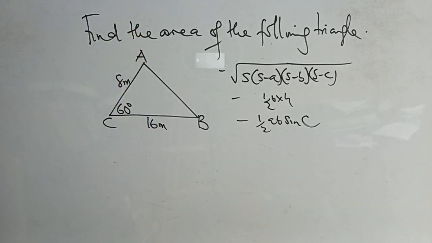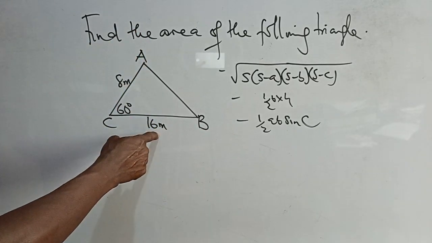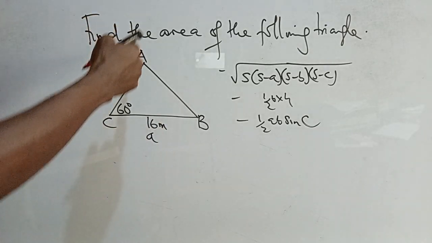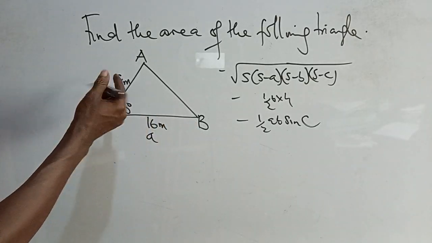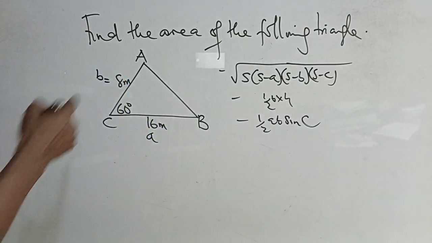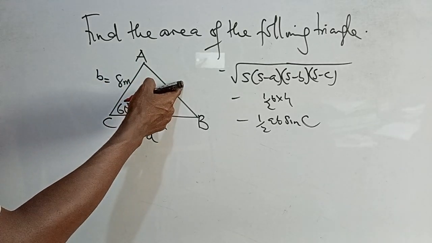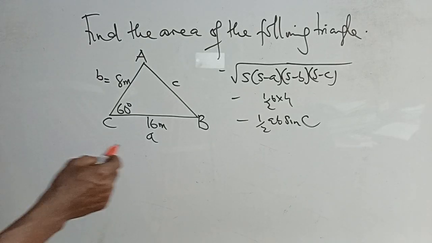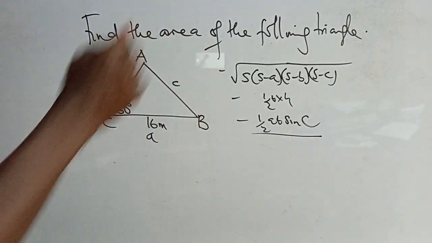So looking at this triangle, this angle A faces CB, this 16 meter. So we call this small a. Wherever that angle faces, you call it small letter a. So B faces this direction, we call this one small b. So b is 8 meter. While this angle C faces this side, we call this one small c. So obviously now we are given side a, we are given side b, we are not given side c. And we are given angle C. So that means we can use this formula.